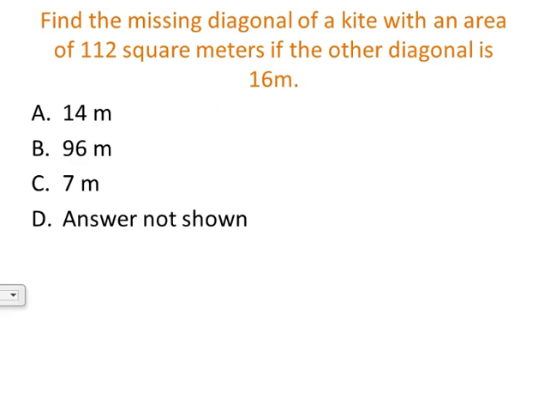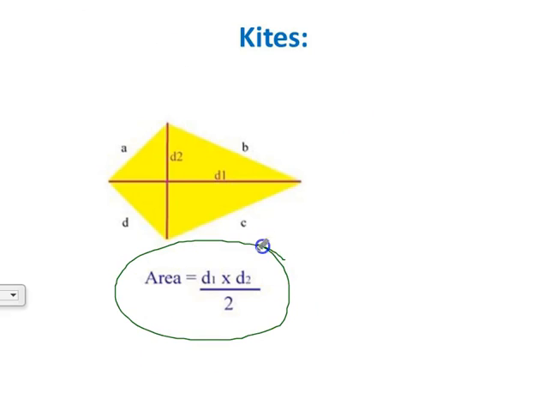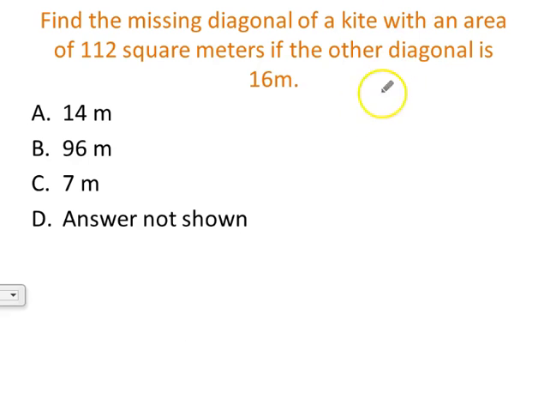All right, so let's look here. It says find the missing diagonal of a kite with an area of 112 square meters if the other diagonal is 16 meters. So again, here you just need to make sure you set up your equation correctly and then solve for the unknown. So remember, here we go. This is the formula we need to use. Multiply the diagonals together and divide by 2. So area equals diagonal 1 times diagonal 2 and divide that by 2. Always helps to just write down the generic or the general formula to find the area of whatever shape you're working with and then fill in the given information.